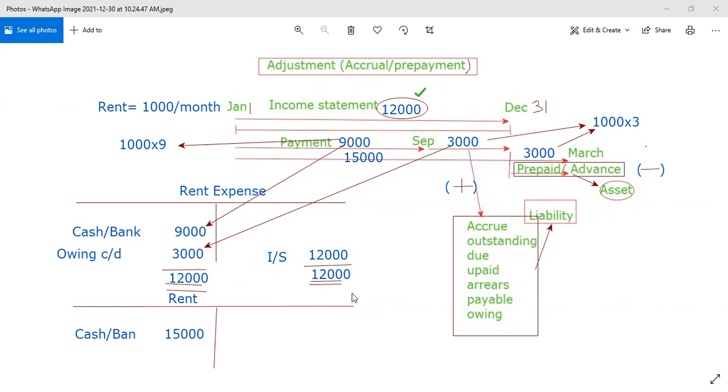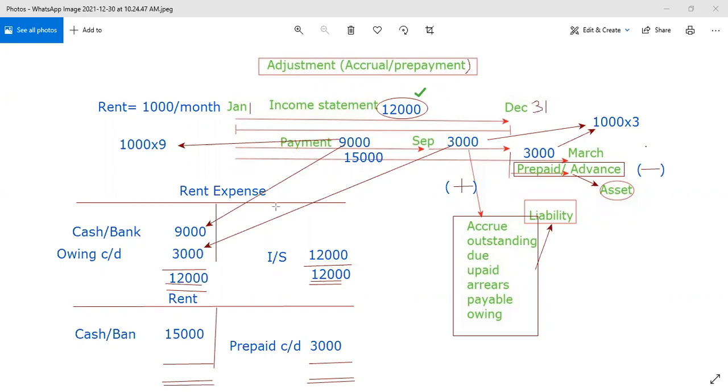So prepaid, you know, an asset we always record on the debit side, but as I told you, carried down is always on the opposite side. So what you have to do? You have to write on this side prepaid carried down, and how much is it? Is it 3,000? Okay, then 3,000. Now again you have to balance it. You have to total it. Double line here. Double line here.